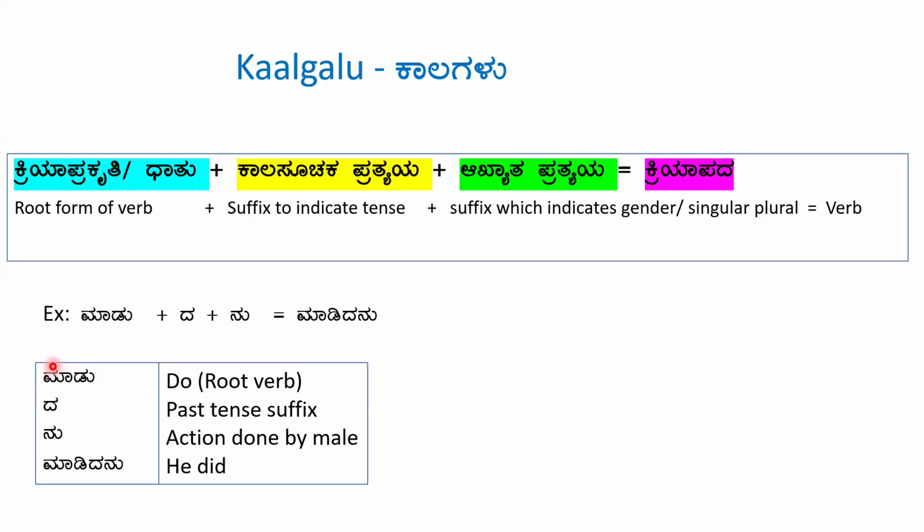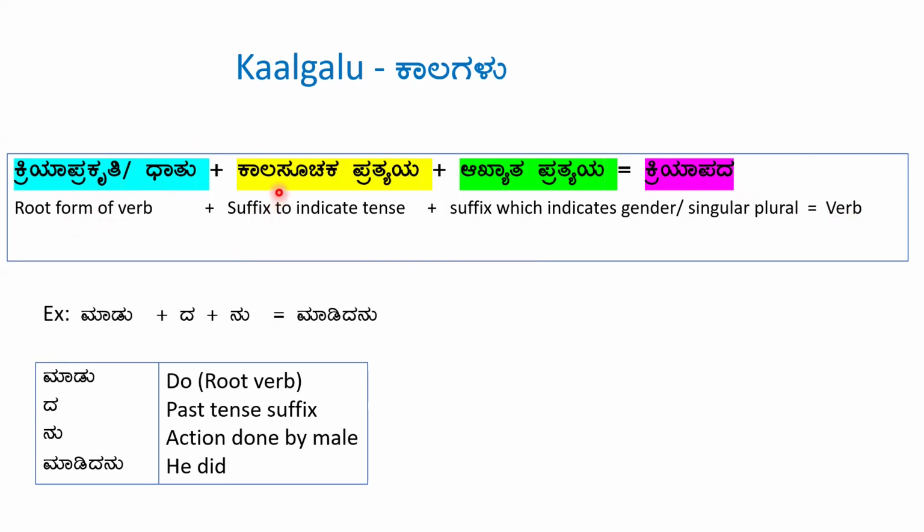Before we go into tenses, we need to understand what is Kriya Pada. Kriya Pada is nothing but verb. In English, we say verb. In Kannada, we say Kriya Pada. Kriya Pada is made of three parts. The first part is called Kriya Prakruti or Dhatu. What is this Kriya Prakruti or Dhatu? It is nothing but the root form of the verb.